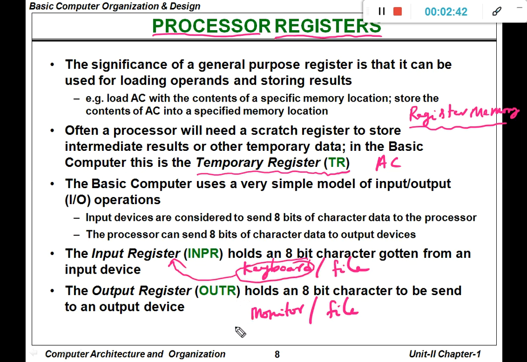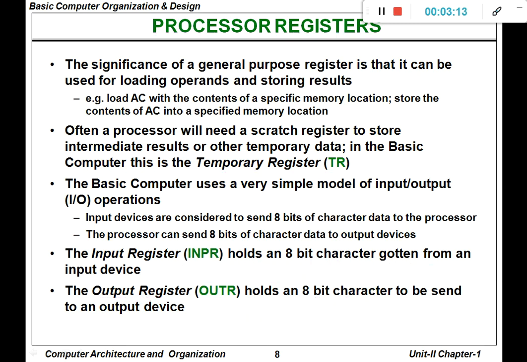Similarly, whenever some output is generated and that output must be displayed on the monitor, then you need to temporarily store the output in character format in a register known as the output register, OutR. So these are some of the important registers we come across. In addition to these registers, there are so many other registers available.